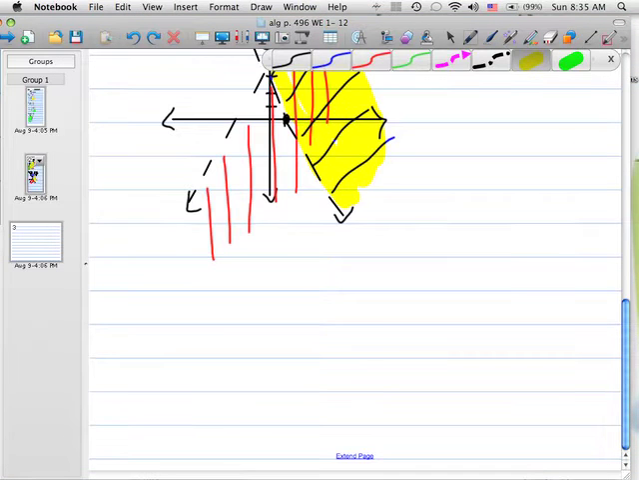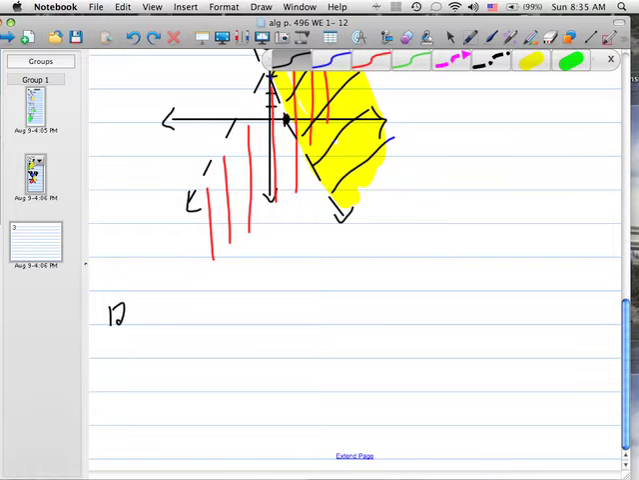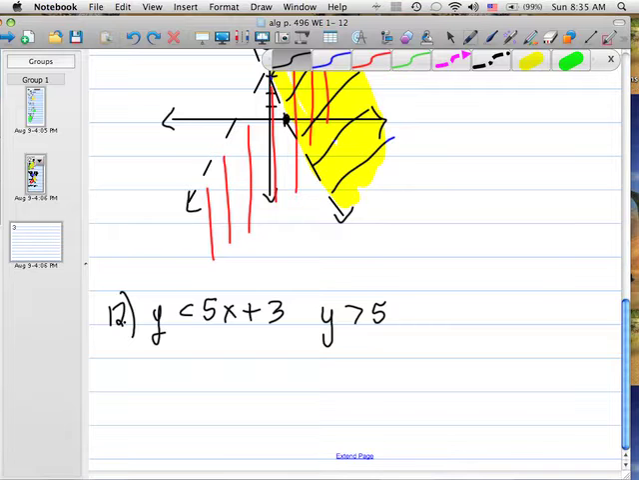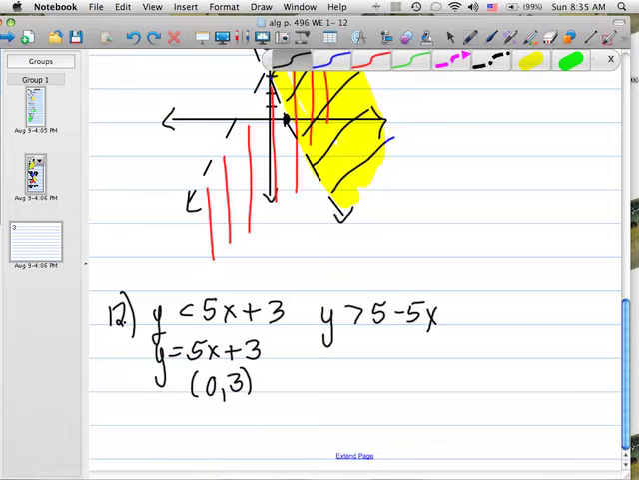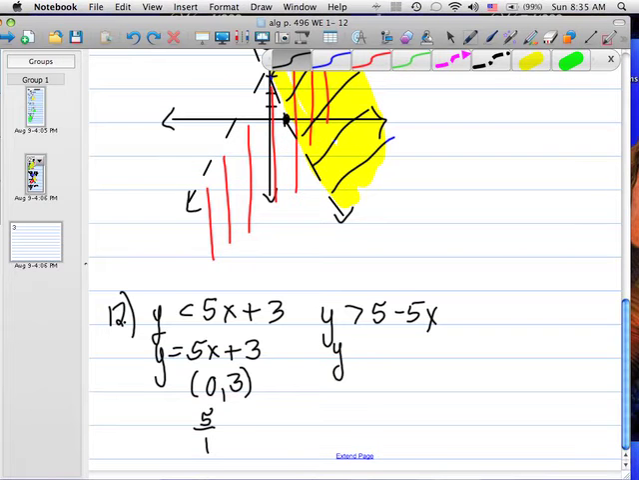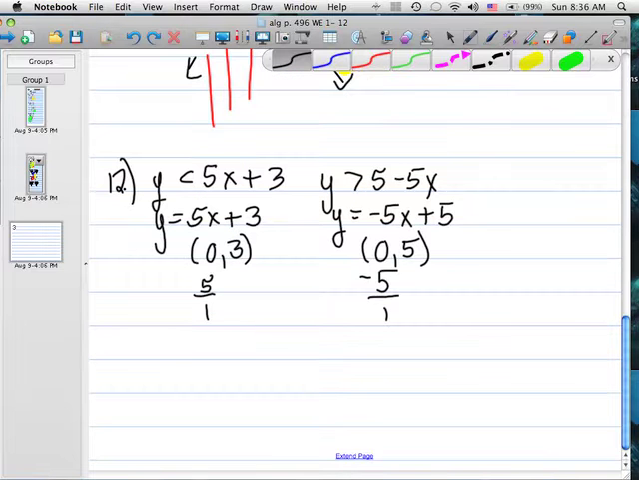And the last problem, number 12. We have y is less than 5x plus 3, and y is greater than 5 minus 5x. Boundary equation is y equals 5x plus 3, so our intercept is 0, 3. Our slope is 5, or up 5, right 1. This one, turn it around, the boundary equation is negative 5x plus 5. Move that 5x to the front, so it's slope-intercept form. Our intercept is 0, 5, and our slope is negative 5, so down 5, right 1.